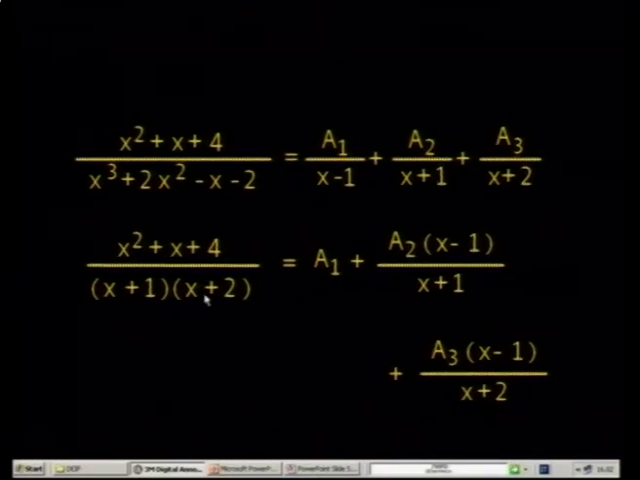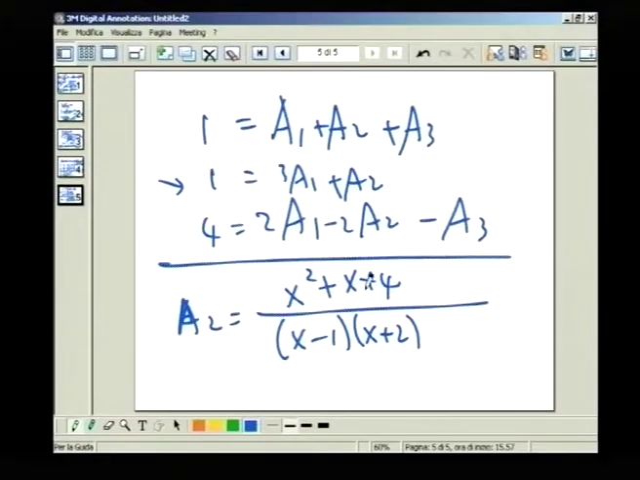Because we already multiplied both by x plus 1, and then you put x equal to -1, then the term containing A1 cancels out, as does the one with A3, and you get directly A2. So all you have to do is put x equal to -1. You get 4 minus 1, 3 plus 1 is equal to 4, divided by -1 here, so you get -2, and -1 minus 1 gives -2, so you get -2.